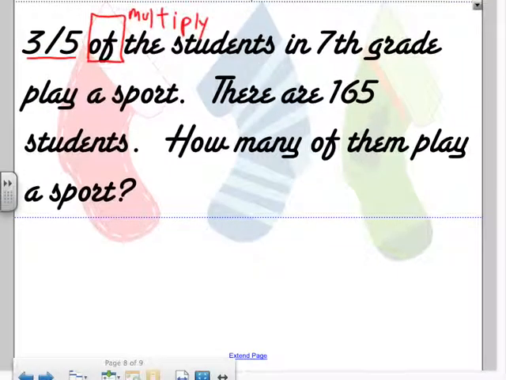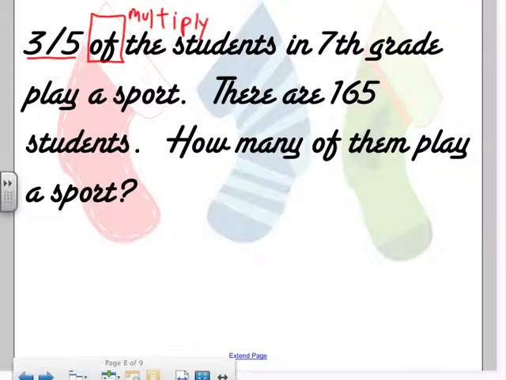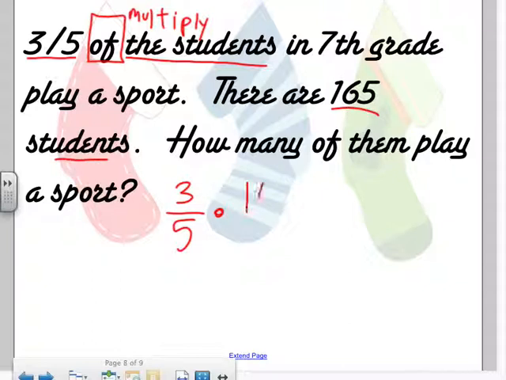Let's slide that back up. There we go. So it says 3/5 of the students. So 3/5 times the students play a sport. Okay, so 3/5 times the students. Well, there are 165 students. That means 3/5 times 165 is how many play a sport. So I'm going to do 3/5 times 165. Remember, 165 I'm going to do over 1.